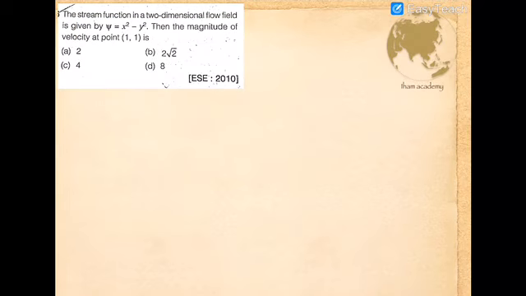So this was asked in 2010. The stream function of a two-dimensional flow field is given by psi is equal to x square minus y square. Then the magnitude of velocity at point 1 is.